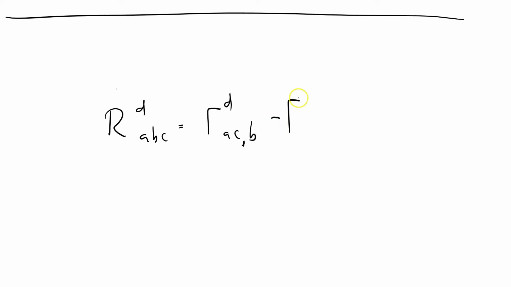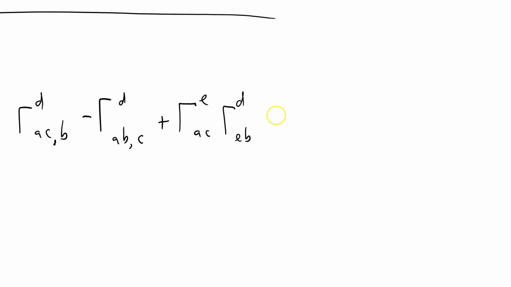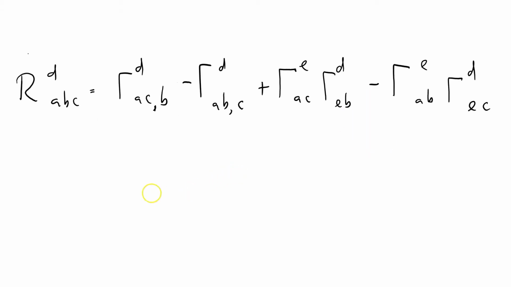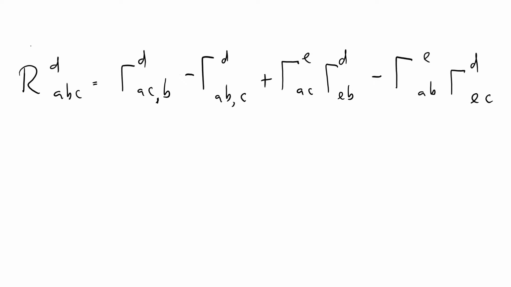Minus Christoffel symbol Γ^d_{ab,c}, plus, and then the product terms. We've got Γ^d_{ec}, Γ^e_{ab}, and there's a minus the second term, Γ^d_{eb}, Γ^e_{ac}. Okay, so we've got this beautiful system here. What I want to do is to talk about the lowered system.